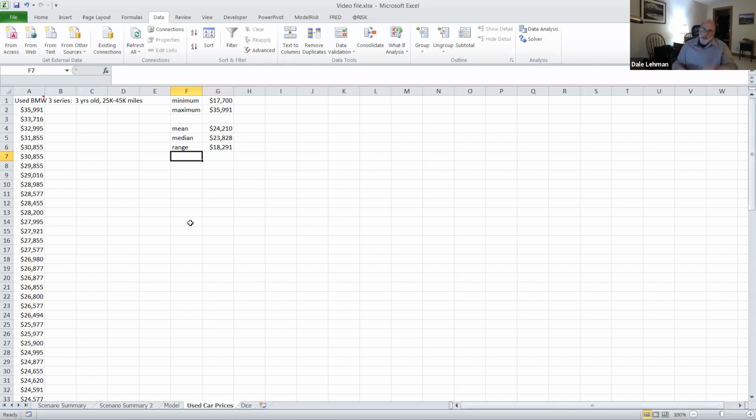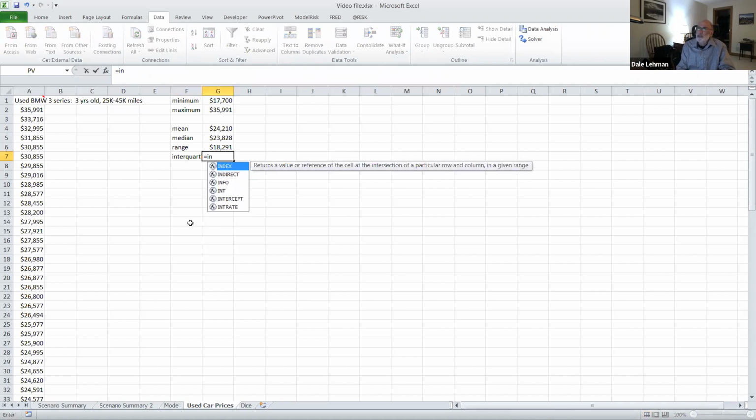Another measure of variability would be to look at the percentiles. From the 25th percentile to the 75th percentile is what's called the interquartile range. I'm not sure if there's an Excel function for that, but we can, no, there's not.